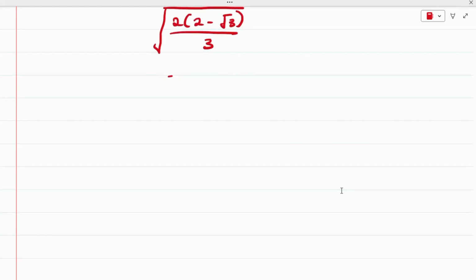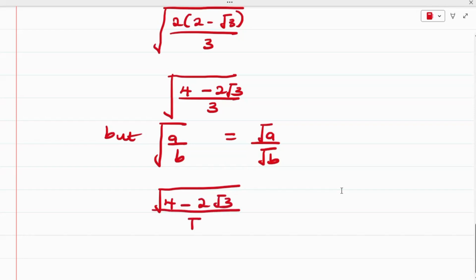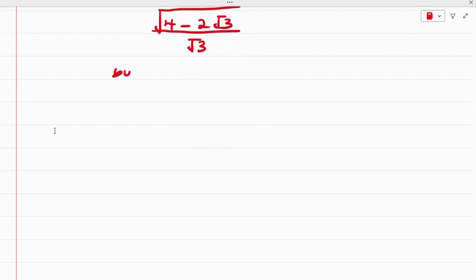So we have the square root of 2 multiplied by 2 is 4 minus 2 multiplied by the root of 3 will give us 2 root 3, divided by 3. But we know that if we have the square root of a over b, this is equal to the square root of a divided by the square root of b. So we have the square root of 4 minus 2 root 3, divided by the square root of 3.